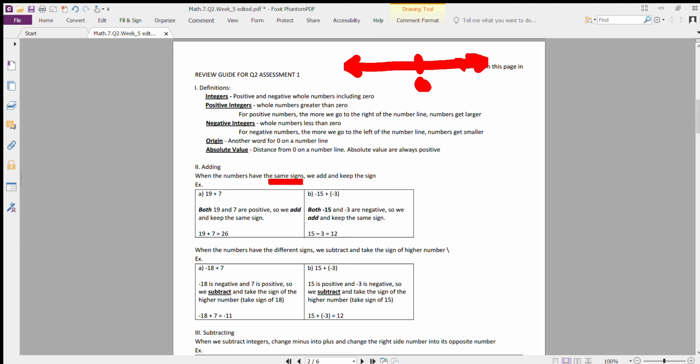When they have the same sign, you're going to add them, and then keep the same sign. So when we add them, you ignore the negatives or positives, add them as is, and after you add them, your sign is going to be the same. So let's say we have 19 plus 7. They're both positive, so we add 19 plus 7, which is 26. And since they're both positive, your answer is also positive.